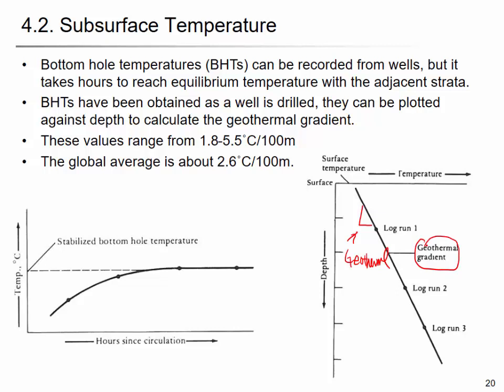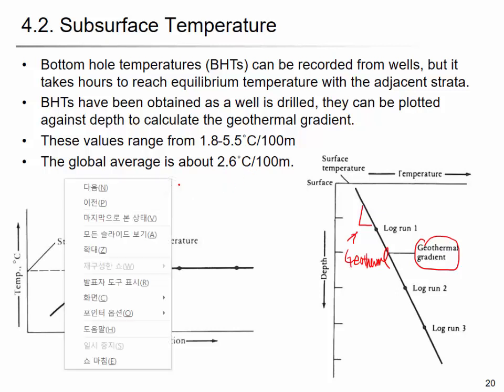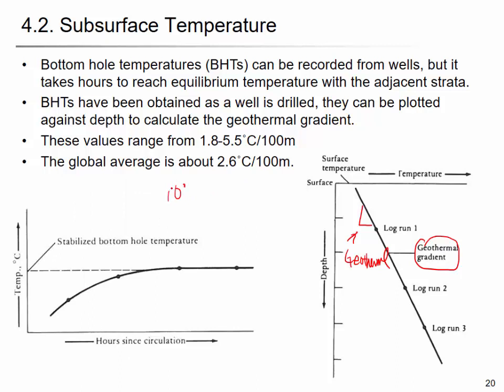So for the geothermal gradient, the unit will be what? Degrees of temperature, like Celsius or Kelvin per meter or Kelvin per kilometer. These values range from 1.8 to 5.5 degrees Celsius per 100 meters. So let's look at the global average. It's 2.6 degrees per 100 meters. So if we say it's 10 degrees Celsius at the surface, then at 1 kilometer deep, how much is the temperature?